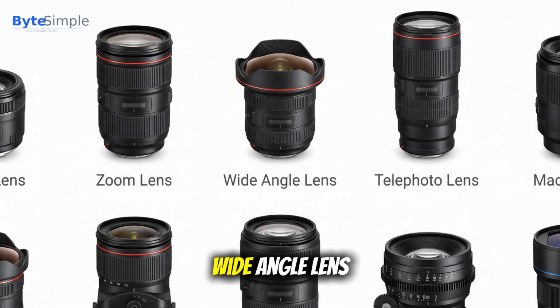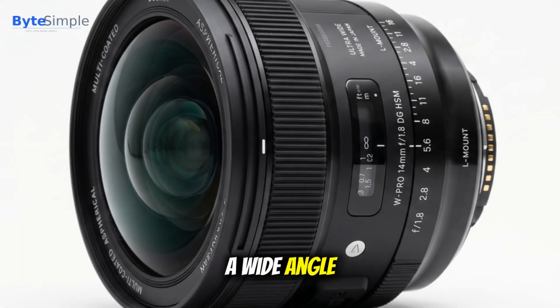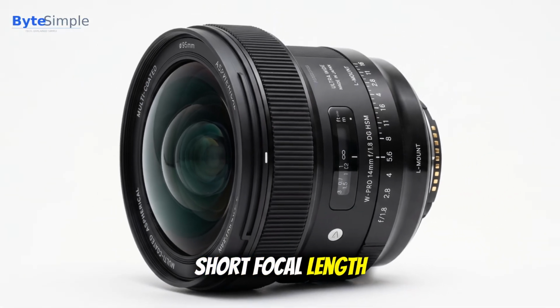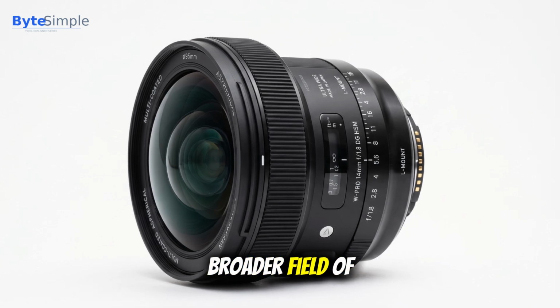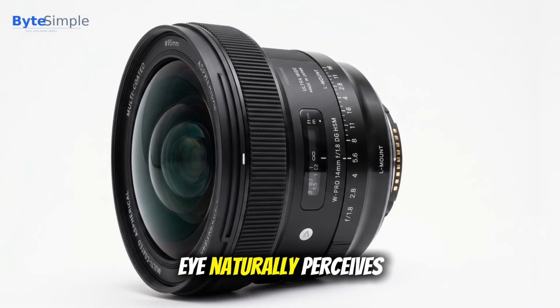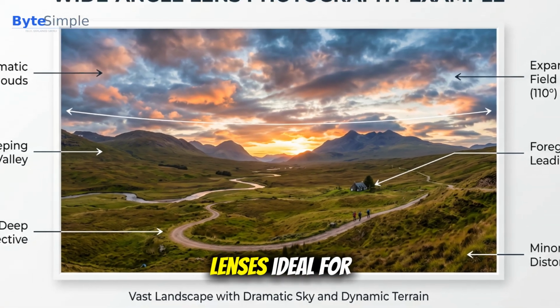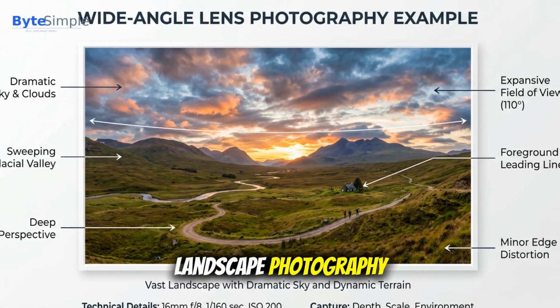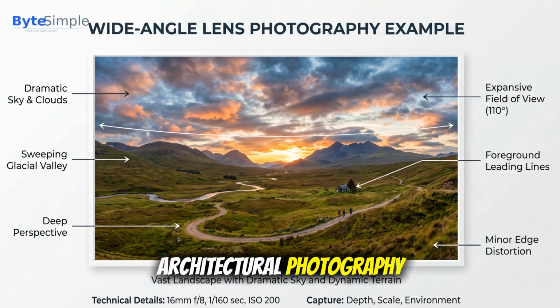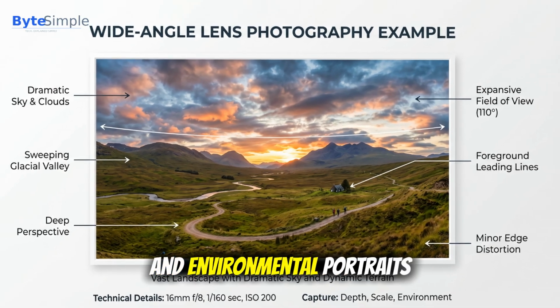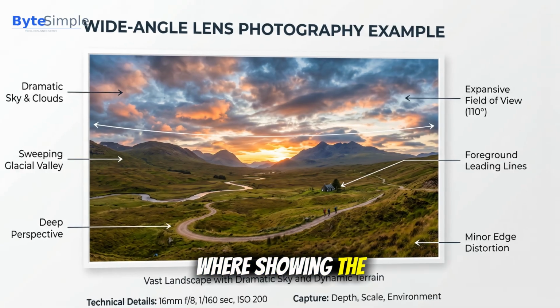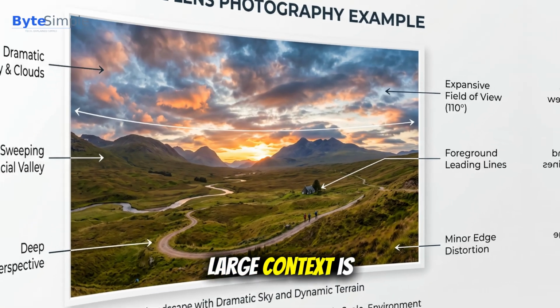photographers. Wide-angle lens. A wide-angle lens has a short focal length that captures a broader field of view than the human eye naturally perceives. This expansive perspective makes wide-angle lenses ideal for landscape photography, architectural photography, interior spaces, and environmental portraits, where showing the subject within a large context is important.